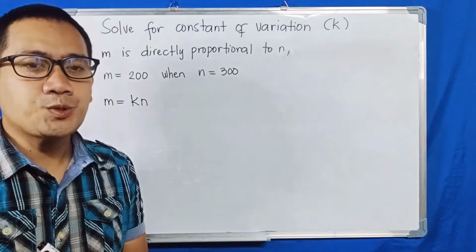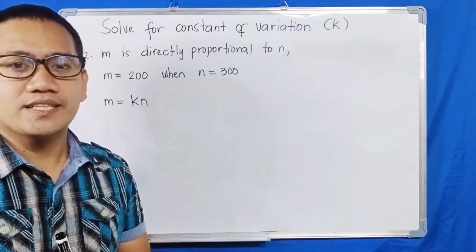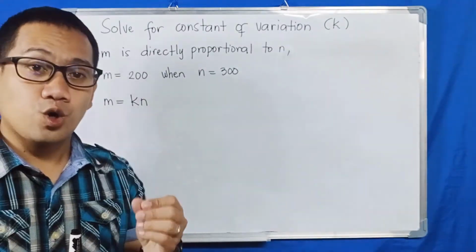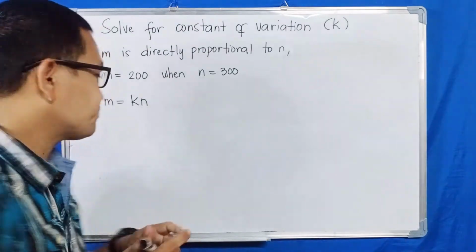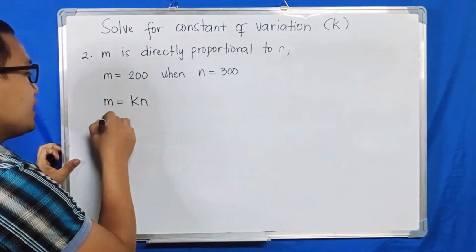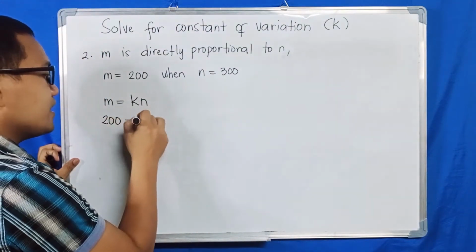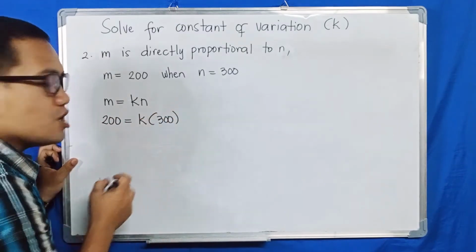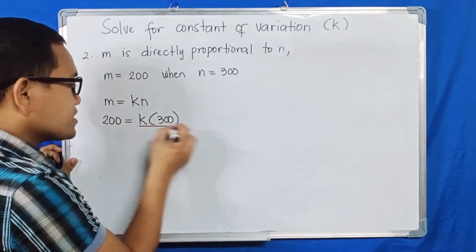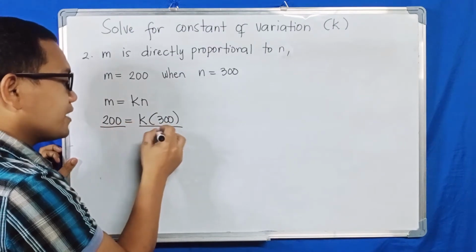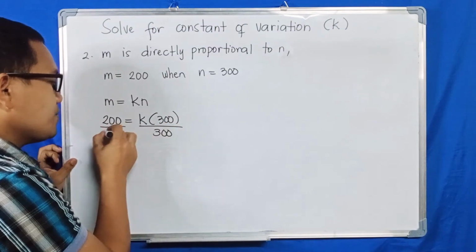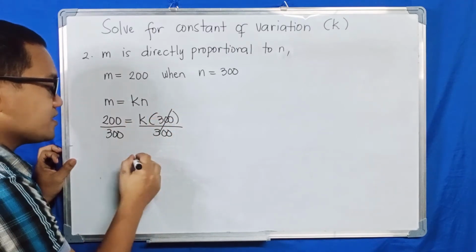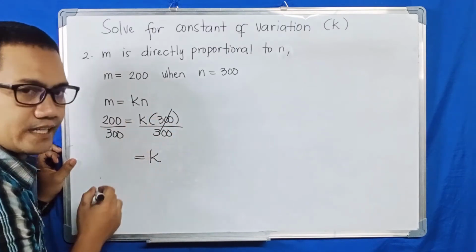So by substituting our m, which is 200, and n, which is 300, we can now solve for our k. So we will have 200 is equal to k times our n, which is 300. So we need to divide both sides of the equation by 300, as we eliminate it on the right side, leaving constant k on the right side.